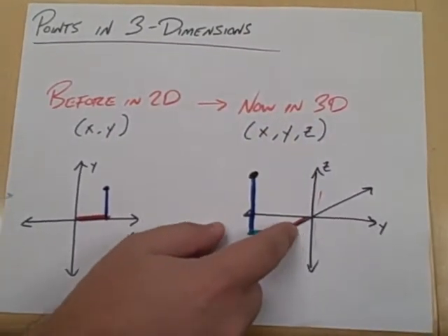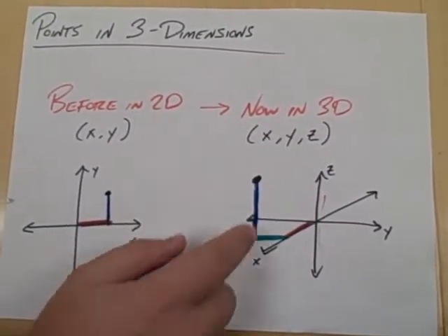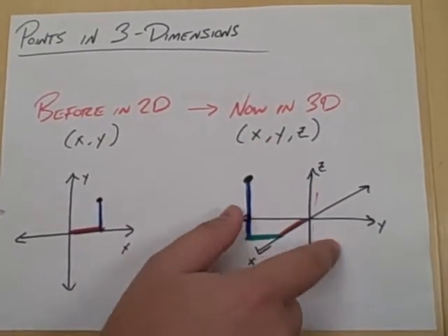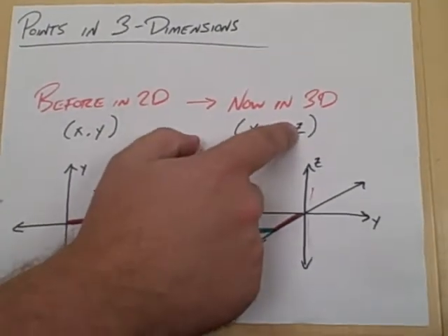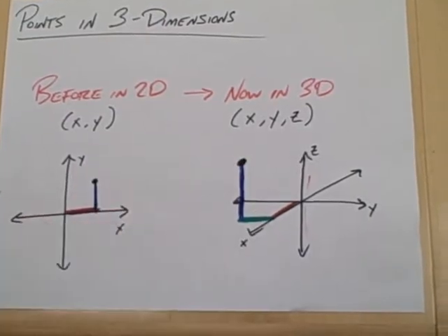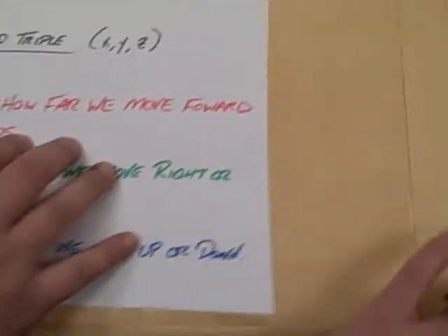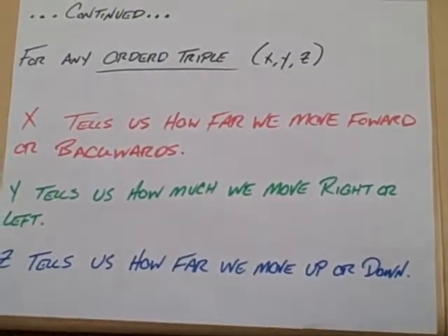And the first number is going to tell us how far forward or backwards we go. The second number is going to tell us how far right or left we go. And the third number is going to tell us how far up and down we go. And this is just summarizing what we just said.